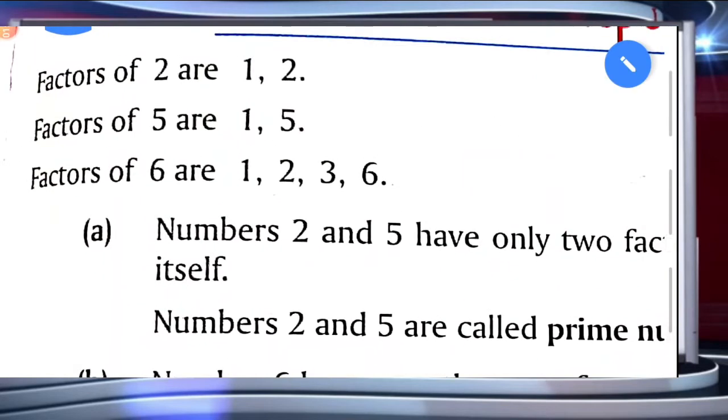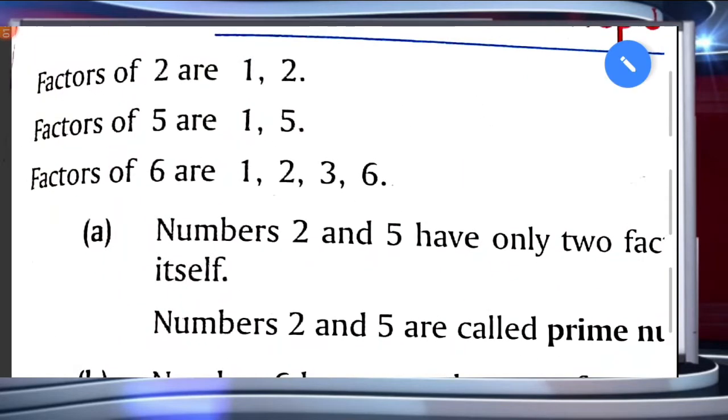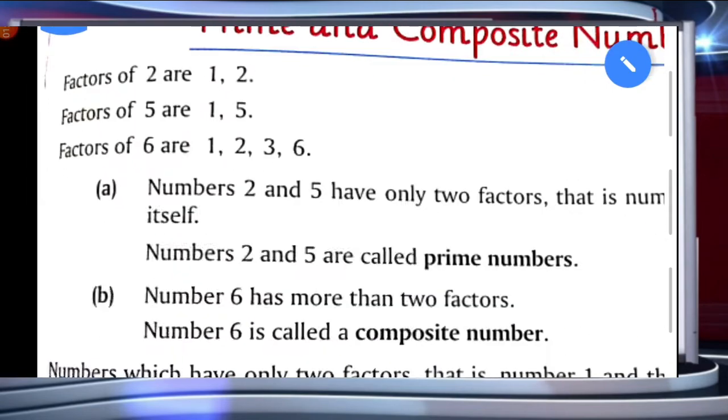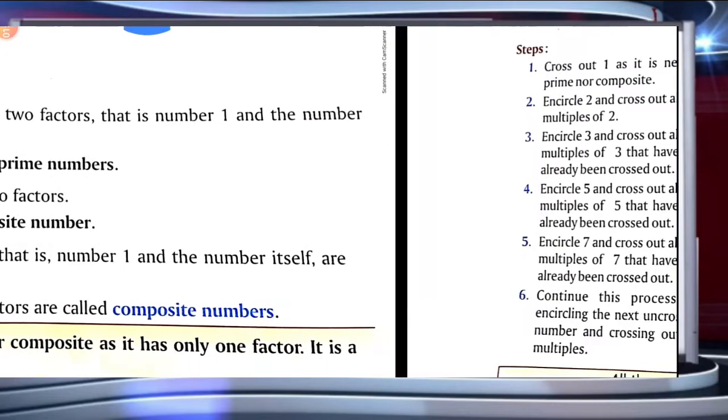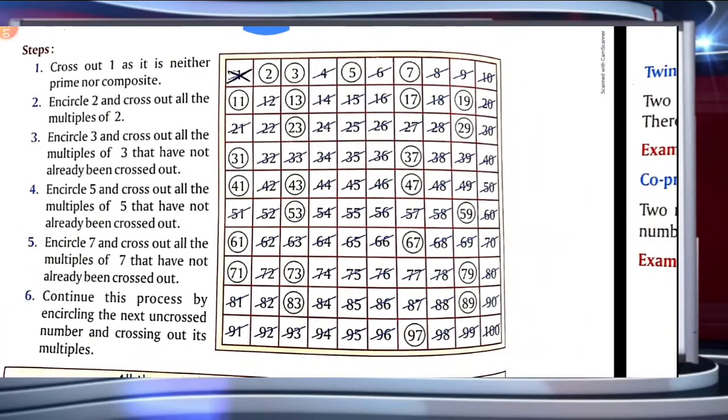Students, you can see here factors of 6. There are 4 factors of 6: 1, 2, 3 and 6. So, 6 is a composite number. Now, we will find out all the prime and composite numbers from 1 to 100.